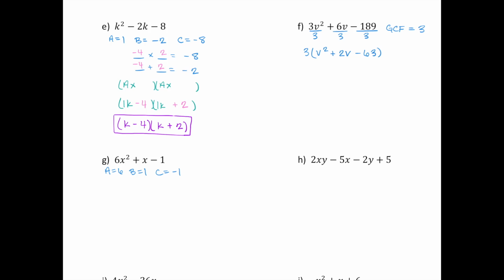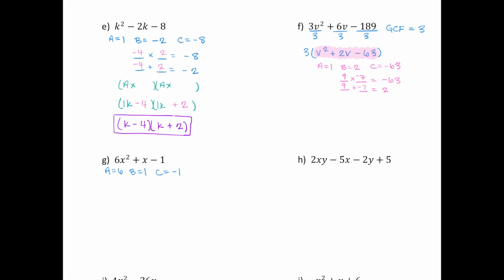And now we look only inside of the parentheses to get our new A, B, and C. It's a trinomial, so identify what your A, B, and C is. And now we do our number game. So what two numbers multiply to -63 but add to a +2? 9 and 7, and then it would need to be a -7.